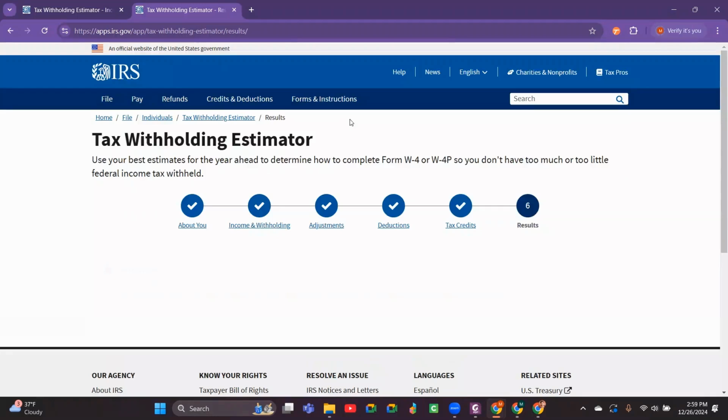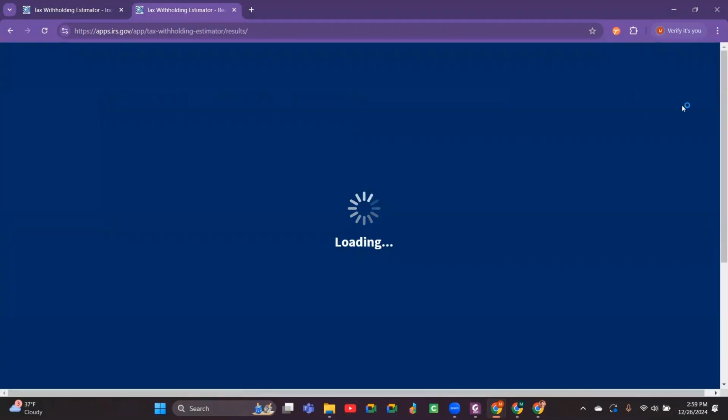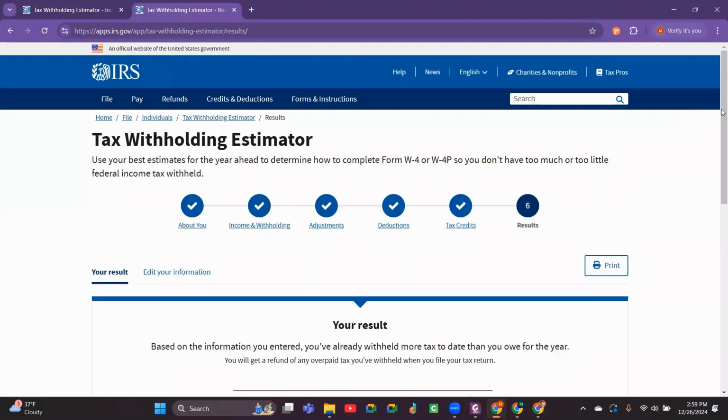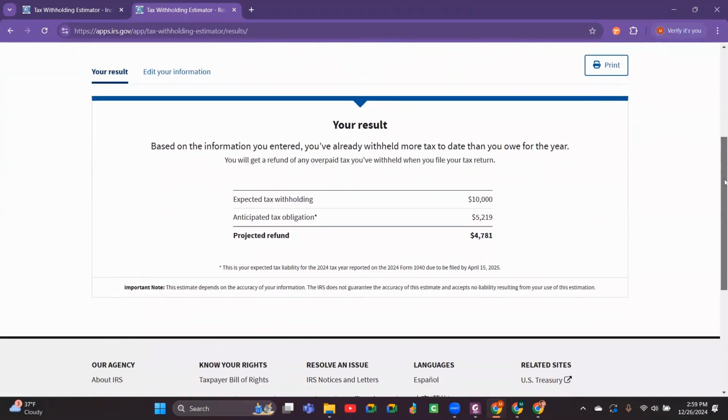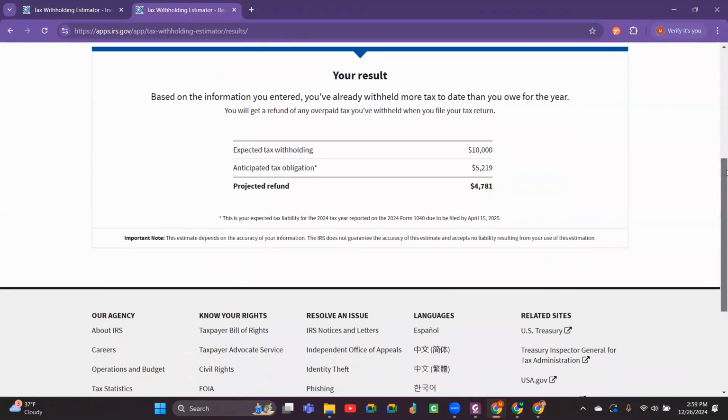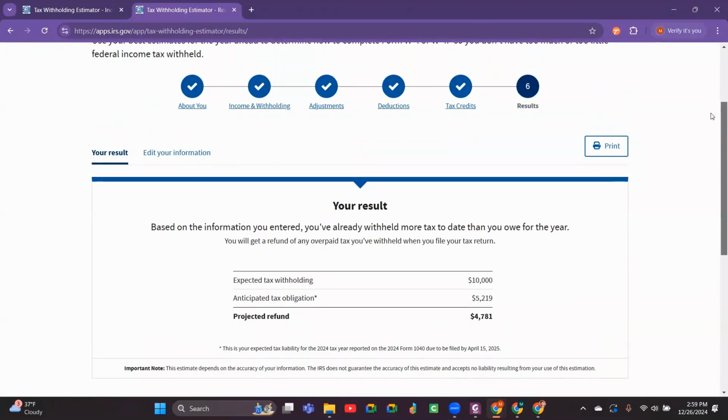I'm going to just put in my age. Put next. And here you'll see that this person has a projected refund of $4,781, based on everything that they have. This was their projected tax obligation. So they can see that they're going to get a refund. So this is scenario one.